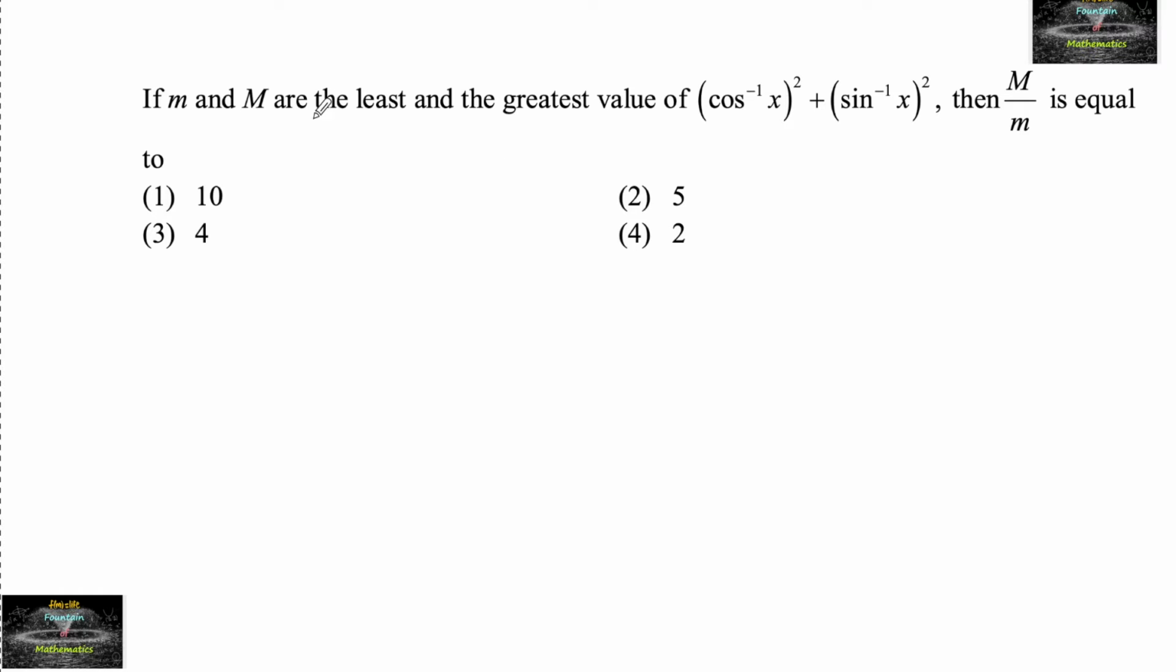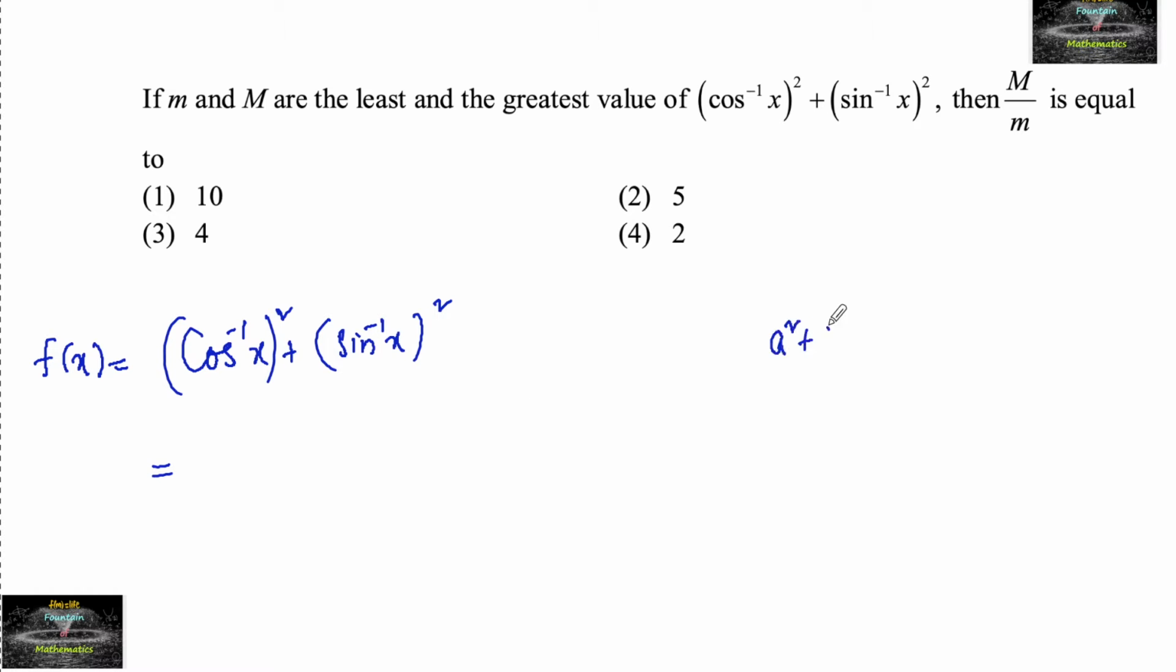If small m and capital M are the least and the greatest value of cos inverse x whole square plus sin inverse x whole square, then what is the value of capital M by small m? So let's consider f of x to be cos inverse x whole square plus sin inverse x whole square.